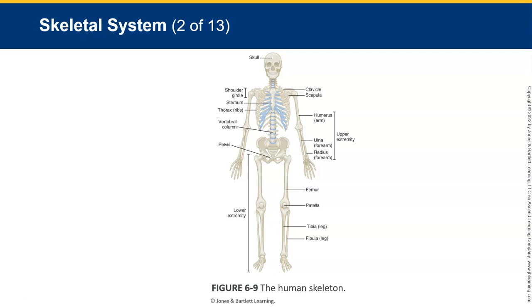Here's just a general picture. We're not going to go over all of this stuff right now. However, you do need to take a look at some of this. We're going to go through some slides and talk a little bit about pieces. But you do need to know some of these things: the humerus, the ulna, the radius, and the femur.